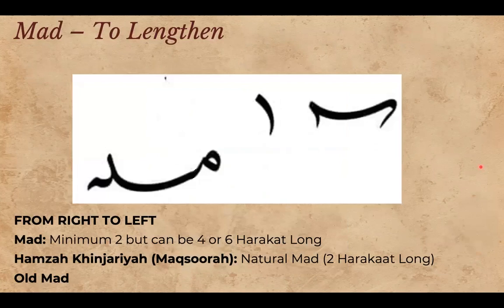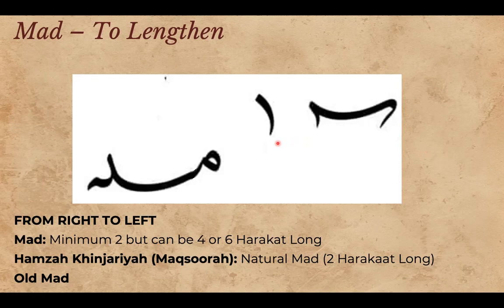Alrighty, so this is mad. Mad probably comes in 2 forms. You've got the natural mad, like, let's just say, for example, what's a good word? Ma. Ma is water. So ma elongated by 2 harakat. So that's known as the Hamza Khinjariya or the Maqsura, the one that looks like a sharp dagger. So that's the short one. It's 2 harakat long. So it's just a natural elongation. Example of this you see is Maliki Yawmiddin.